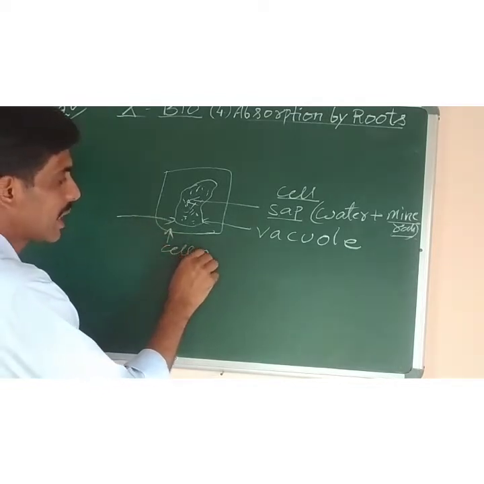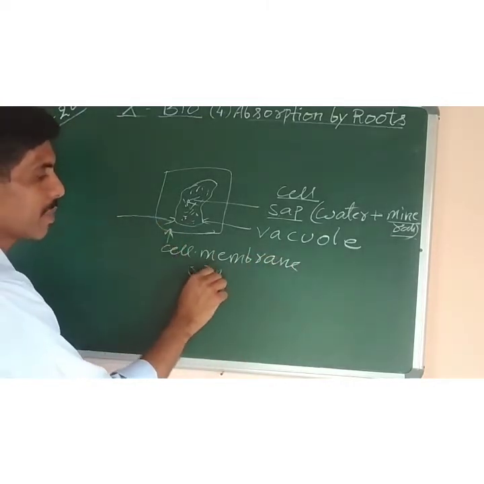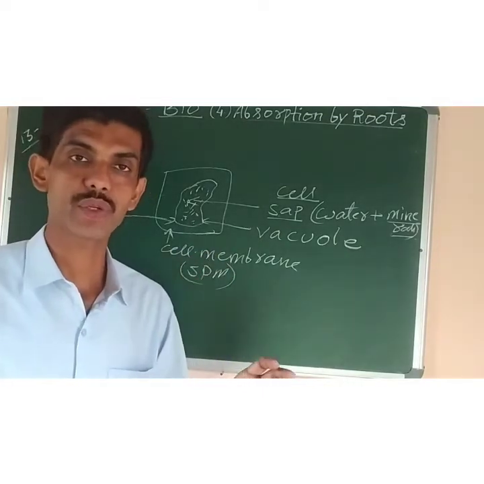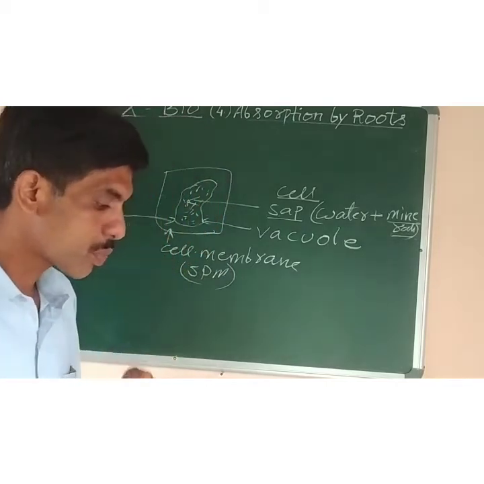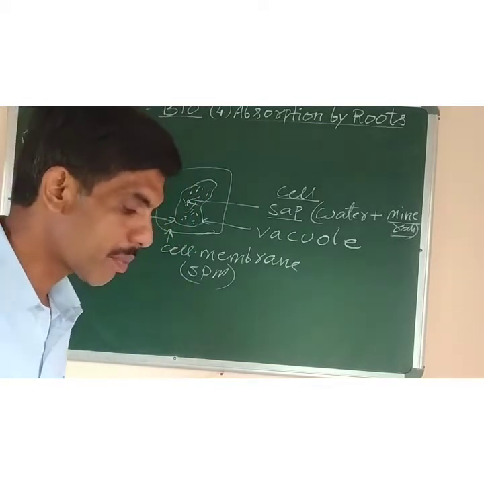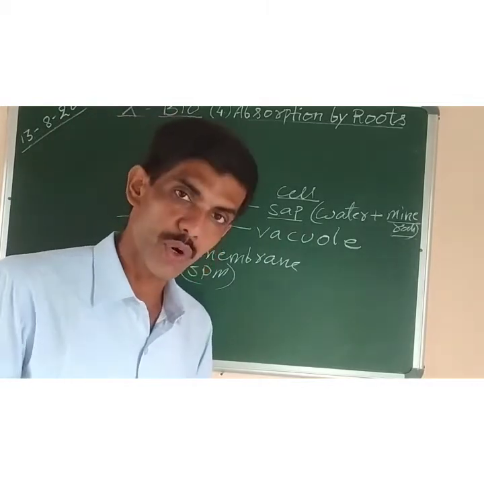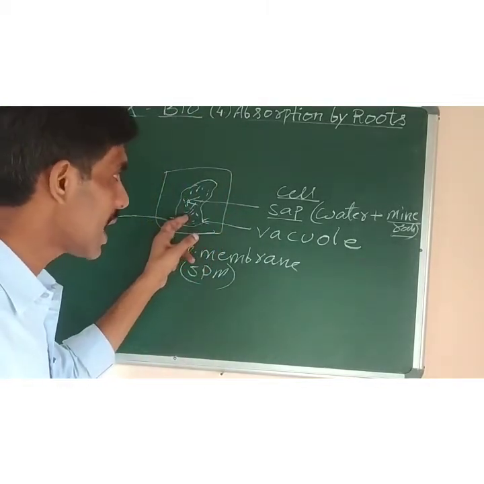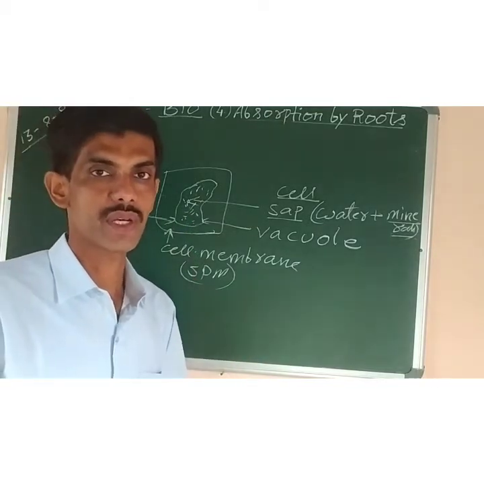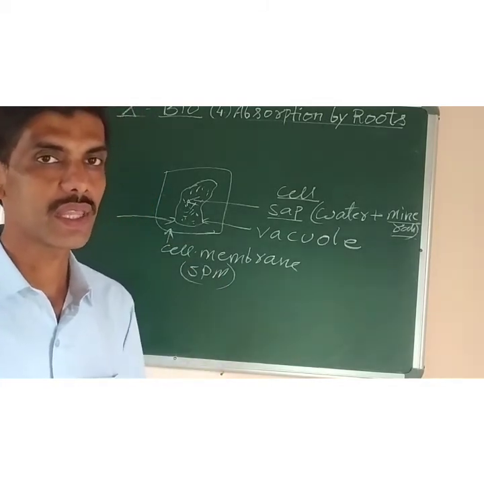This one is the cell membrane and the cell membrane is semi-permeable. The cell membrane is SPM. SPM means semi-permeable membrane. Why? Because it will allow only selected particles to pass through it. So osmotic pressure is directly proportional to the number of solid particles in a given amount of solvent. If the solid particles are more, then more will be the osmotic pressure. If the solid particles are less, less will be the osmotic pressure. So whenever I use the word osmotic pressure, you can understand it as the pressure applied by the solid particles which are present in that solution.